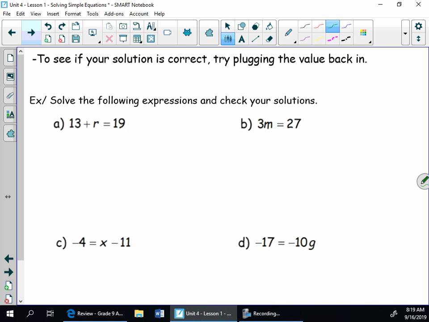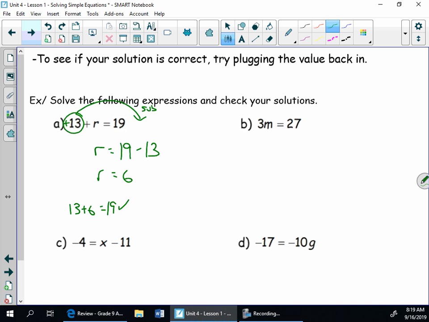Okay, what's going on in the first one? I got to get r by itself. Well, I can do that if I get rid of this 13. Bring it over here. It's technically an add, so I need to subtract. 19 minus 13 gives me 6. Let's see if it works. That's 13 plus 6. Yep, that's 19. I got the right answer.